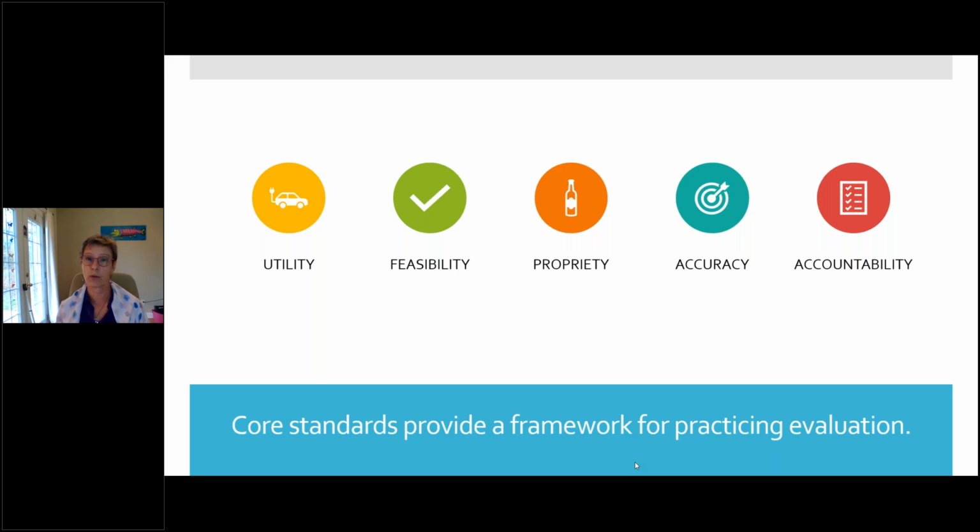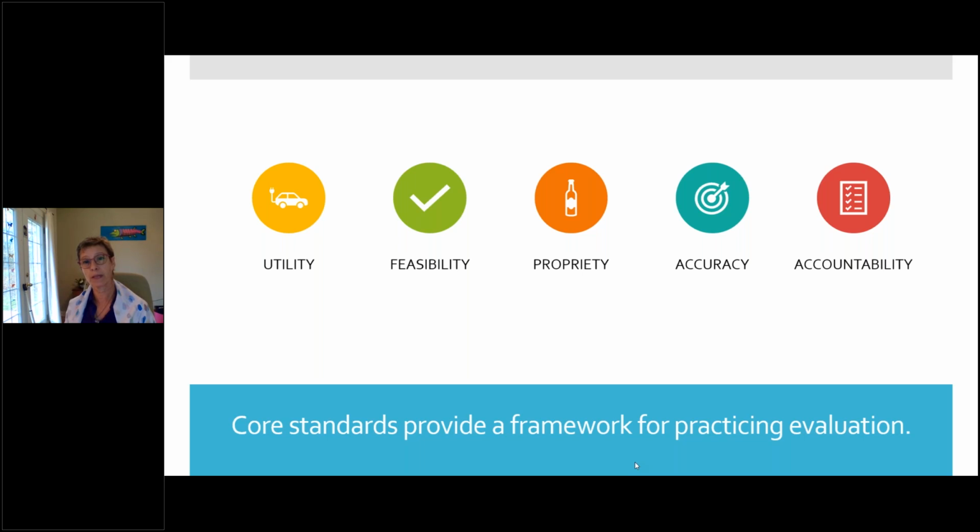There's accuracy. So is it credible? What do we need to do in order to make it credible? Who do we need to talk to? Who do we need to include? What design do we need in order for it to be credible? Do we just want to talk to a certain subset? Then do we need to be clear about that?